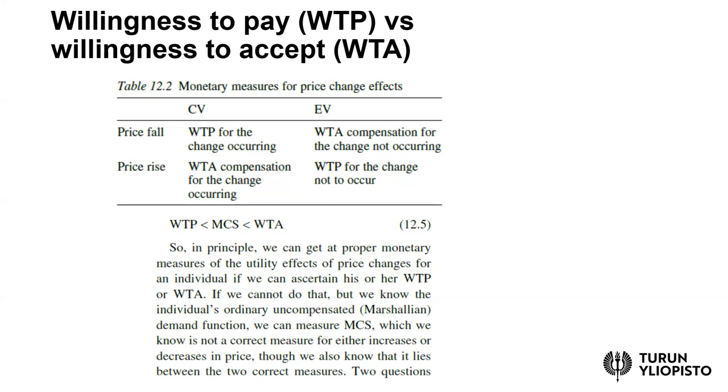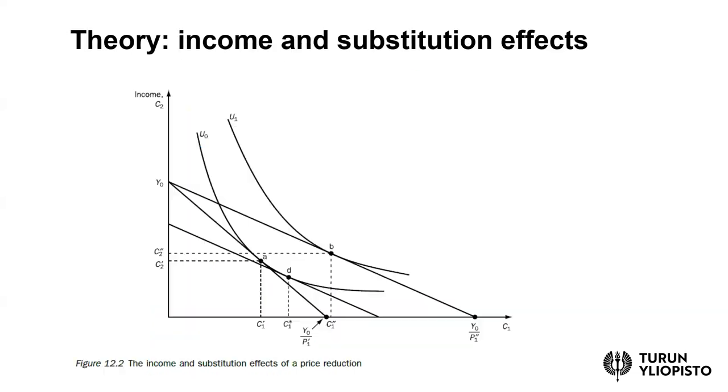So this falls somewhat beyond the scope of the present course. This is more like advanced microtheory, but I just want to highlight that there is not really any reason to expect that responses to willingness to pay questions should yield similar results as willingness to accept. The reason is that if you think about equivalent variation and compensating variation, the starting point is somewhat different, and this is illustrated by this slide. So here are two different utility levels on this indifference curve, U0 and U1.